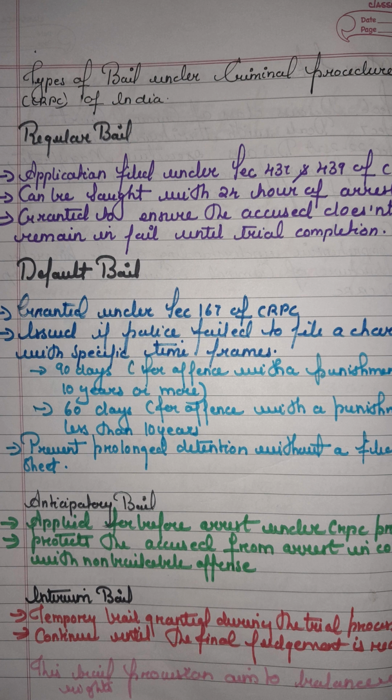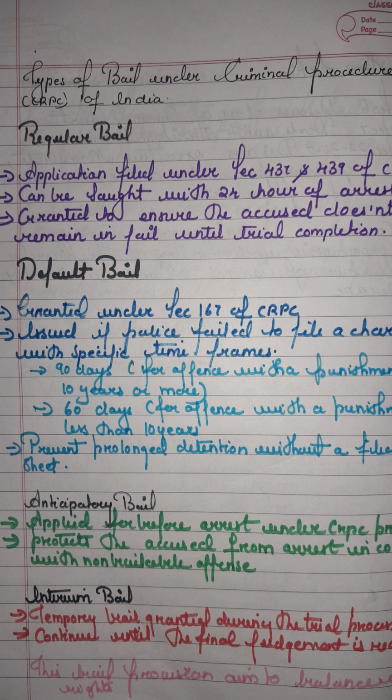The purpose of a default bail is to prevent prolonged detention without a filed charge sheet. It is to prevent detention without a trial and ensure the protection of the accused's fundamental right. However, specific conditions and procedures for granting bail may vary depending on the jurisdiction and relevant laws. So, when no charge sheet is filed, the law prevents the detention of that person.